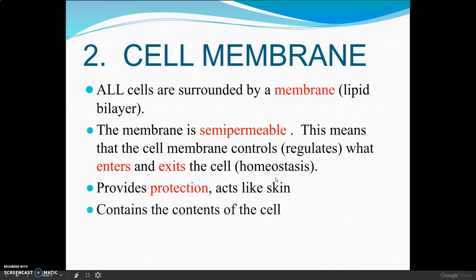The next structure, or organelle, cell membrane. All cells are surrounded by a membrane or lipid bilayer. The membrane is semipermeable. This means that the cell membrane controls or regulates what enters and exits the cell, homeostasis. It provides protection. It acts like the skin, containing the contents of the cell.